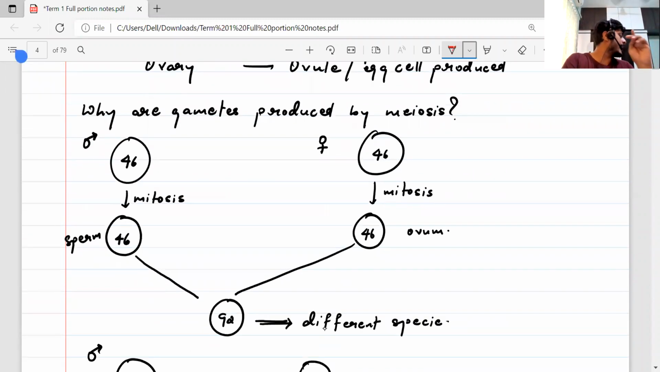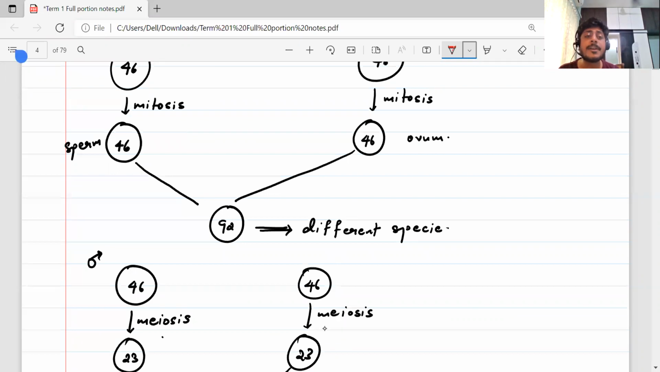Then we spoke about why gametes are produced by meiosis, why they cannot be produced by mitosis. Because meiosis reduces the chromosome number to half in the daughter cell. And that reduction to half is important because at some point there is going to be union by fertilization. We've spoken about how if sperms are produced by mitosis, the chromosome number is 46, so the daughter cell's chromosome number will also be 46. So sperm has 46 and ovum has 46, and when fertilized it will form 92.